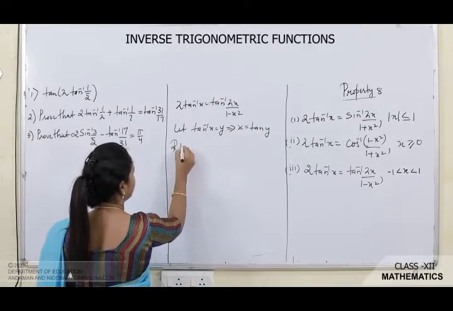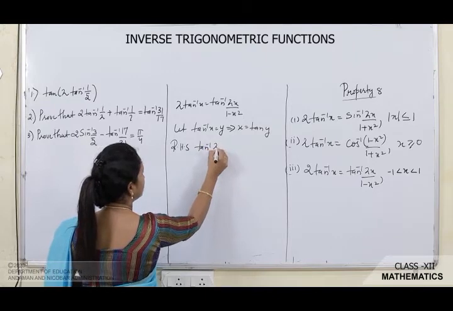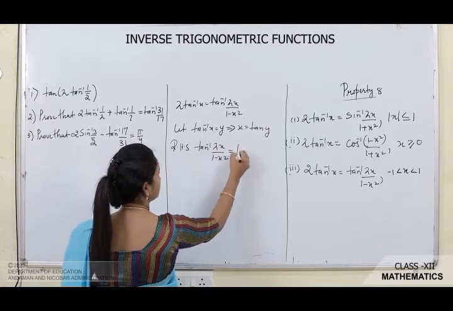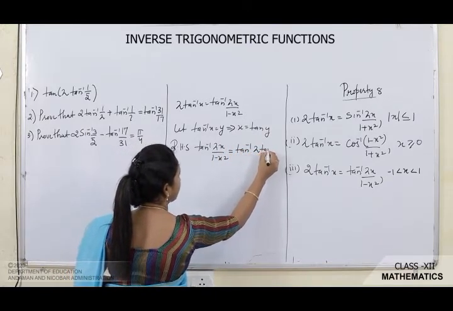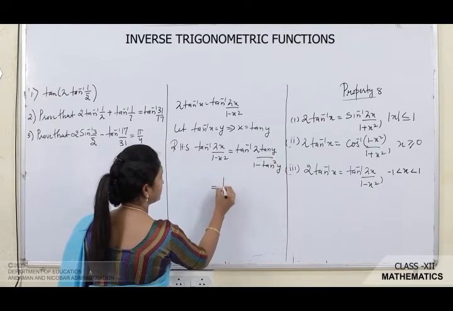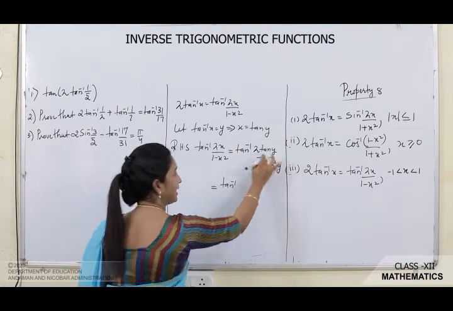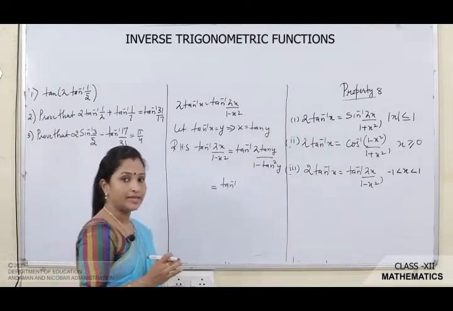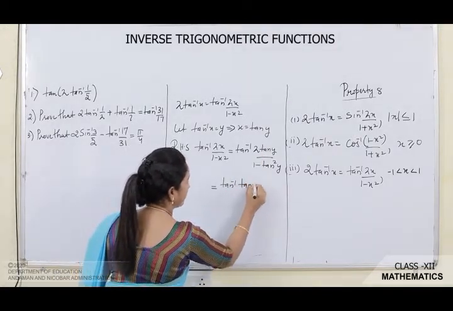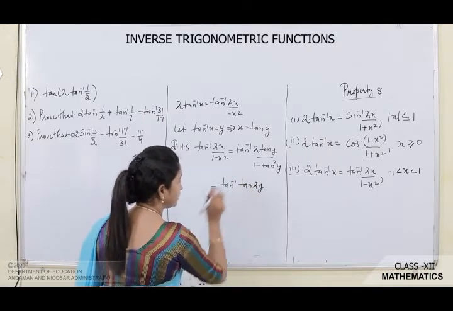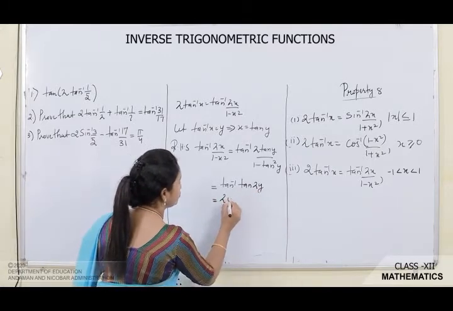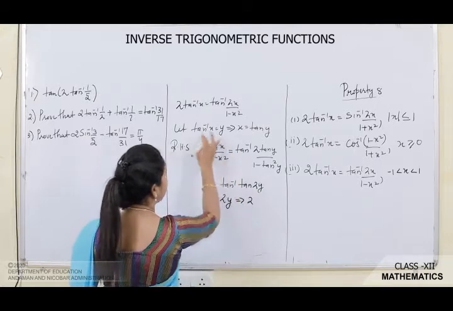I am taking RHS here, tan inverse 2x by 1 minus x square. In place of x I am writing tan y. So tan inverse of 2 tan y by 1 minus tan square y, which is actually tan 2y. This is the formula of tan 2y. You remember? Tan 2y is 2 tan y by 1 minus tan square y. So I can write it as tan 2y. Now again I am using a property here: tan inverse tan x is what? x. So I can write it as 2y. Now replace y by tan inverse x.